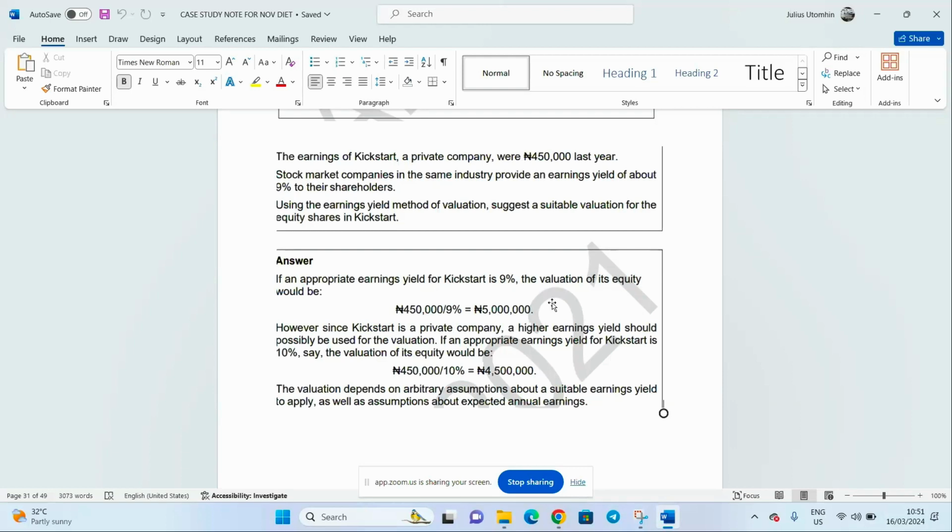Now, an assumption is an additional question. If, since Kickstarter is a private company, a higher yield should possibly be used for the valuation. If the appropriate earning yield for Kickstarter is 10%, the valuation will be what? 4.5. This one is an assumption, it's an additional. You can also use 15%, you can also use 20%. But what they ask you to do ends at 5 million.